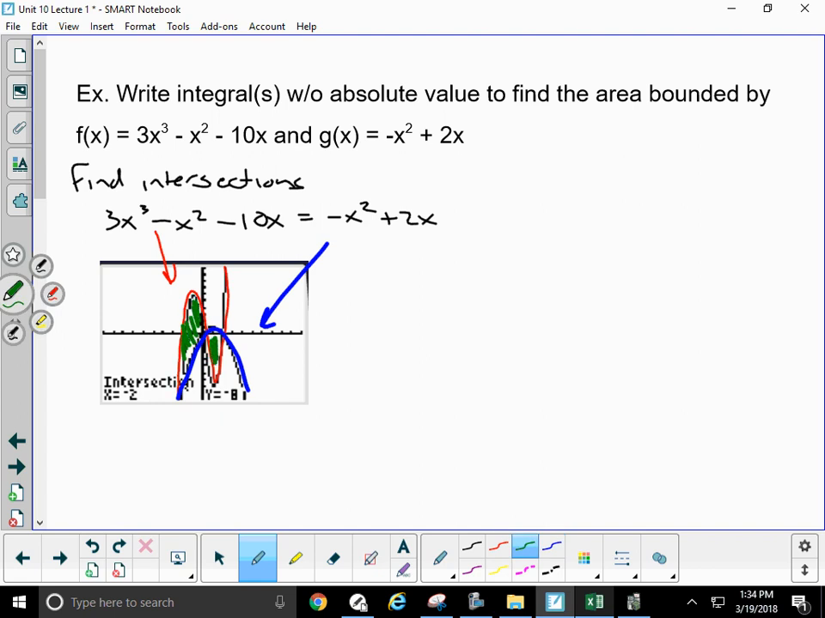The question asked me to write an integral without an absolute value. So I needed to find the intersections, and see that they're actually at -2, 0, and 2. This is something that we could have found by hand.